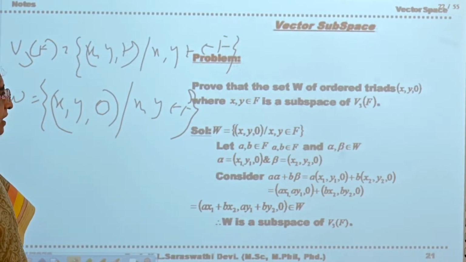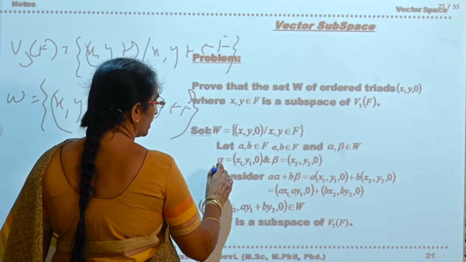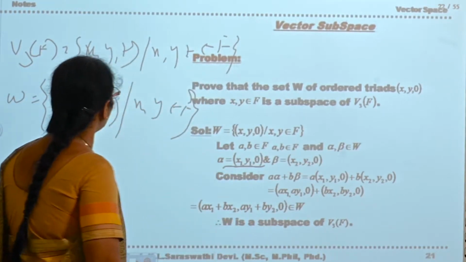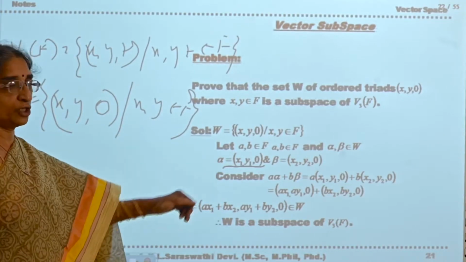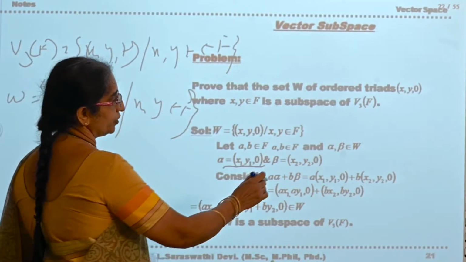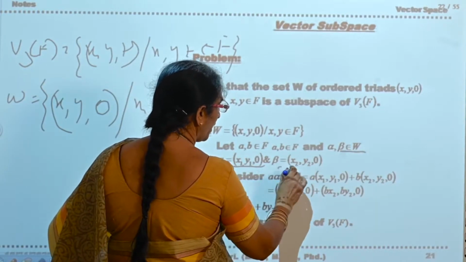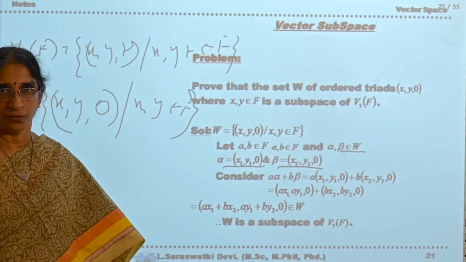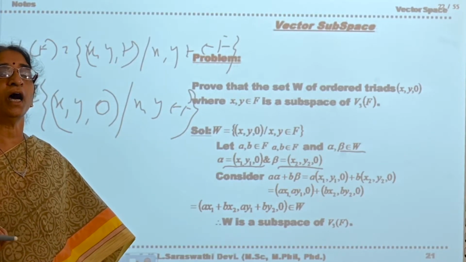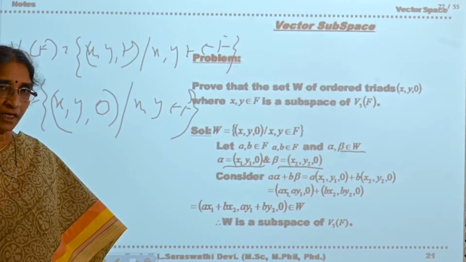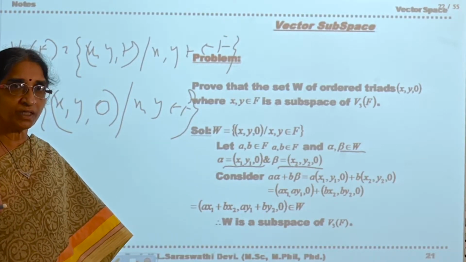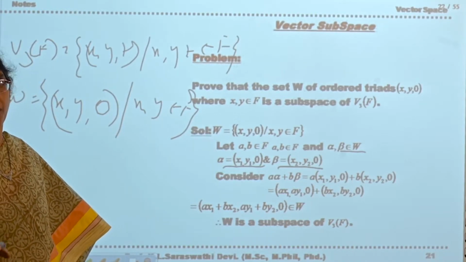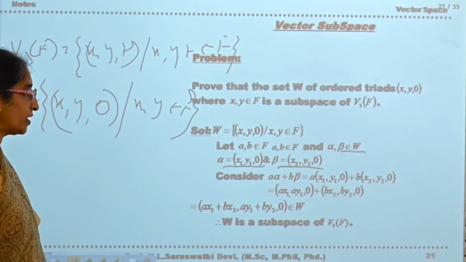For that, consider alpha in W. Alpha will be of the form x1, y1, 0, and if you take beta in W, beta will be of the form x2, y2, 0. You have taken 2 elements in W. Now you are considering a alpha plus b beta. If you are able to say that a alpha plus b beta is also in W, then W is a subspace. We will verify whether a alpha plus b beta is in W or not.